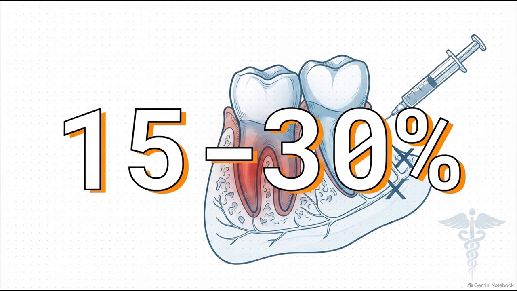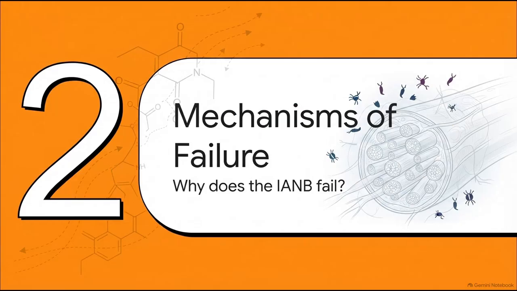So if you've been beating yourself up trying to numb these teeth, let those numbers validate your struggle. It's definitely not your technique, it's the biology literally working against you. Which brings us to Section 2, Mechanisms of Anesthetic Failure.